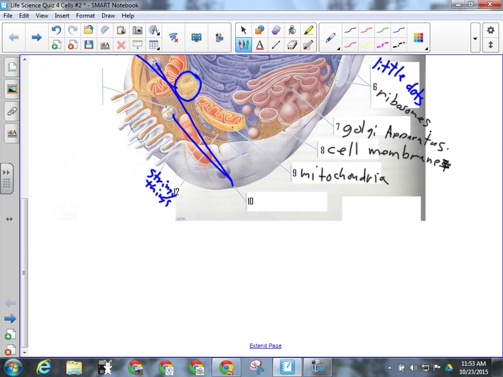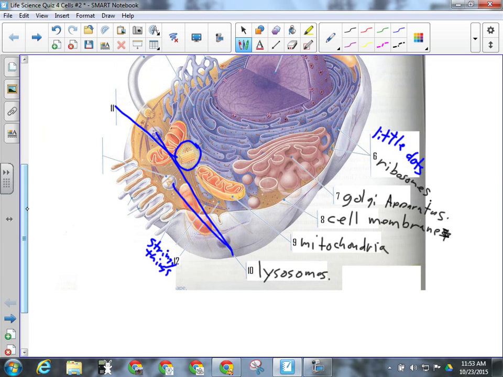Number 10, what are the little bubbles? Lysosomes. What do lysosomes do? They digest food, break down food. If they said break down other organelles, that would also be correct in that they do also do that.